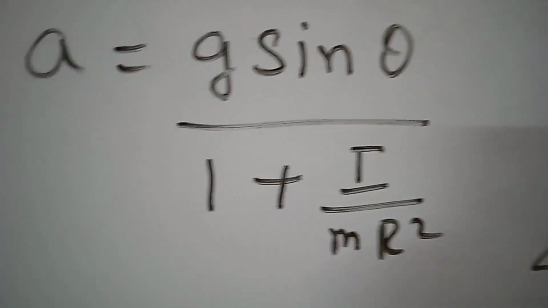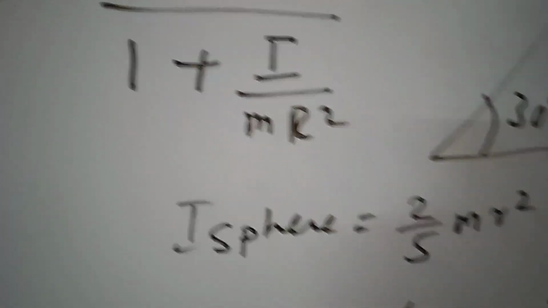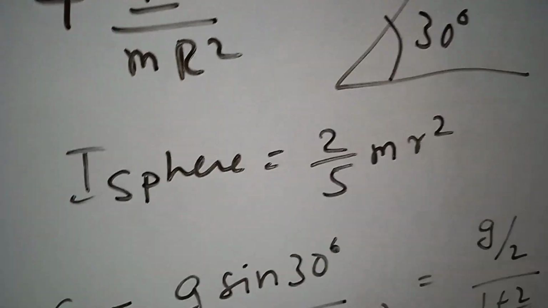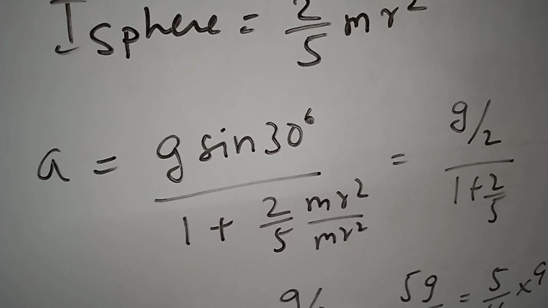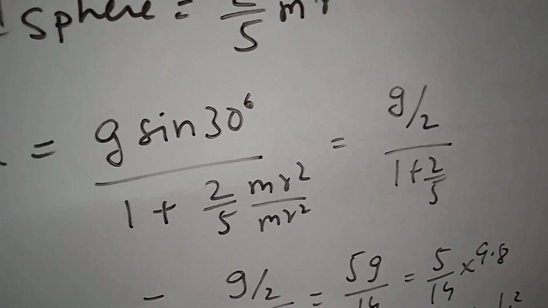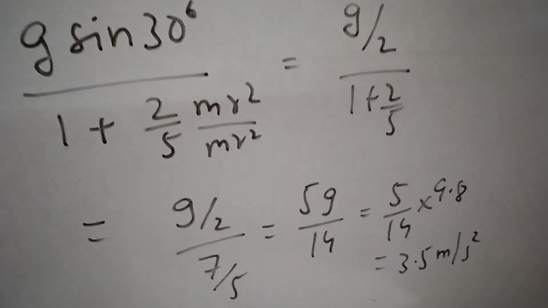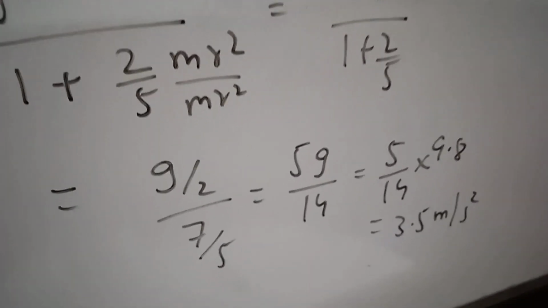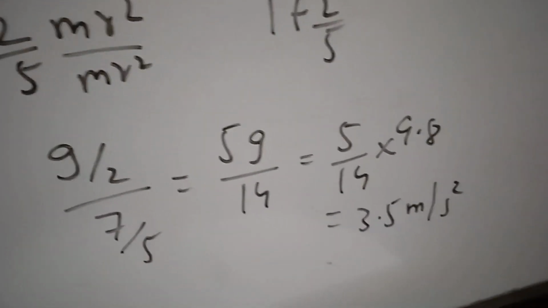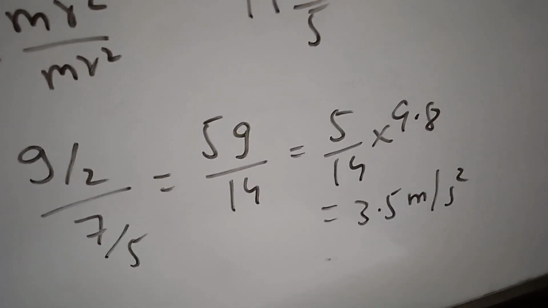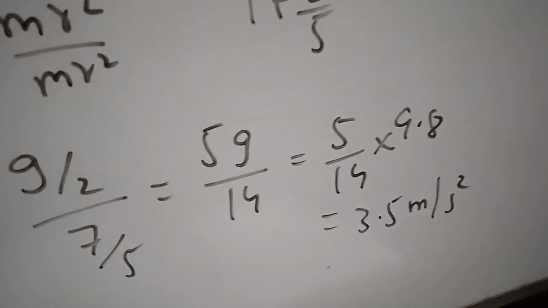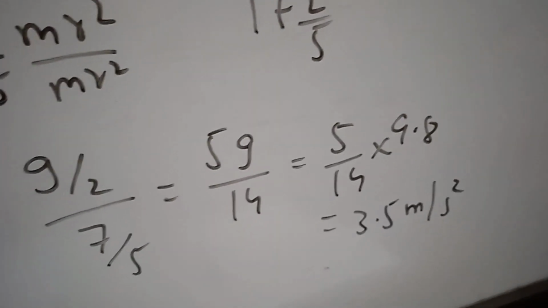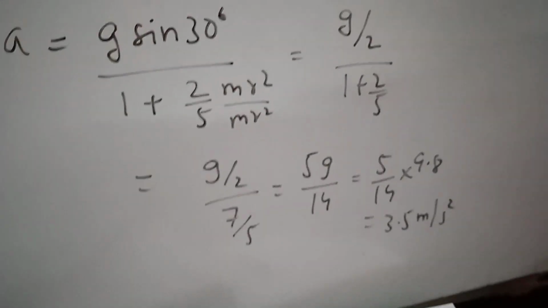Now let me show you what we have done. First of all, we have taken A equals g sine theta by 1 plus I by m r square. The moment of inertia of a sphere is 2/5 of m r square. So A equal to g into sine 30 by 1 plus 2/5. So g by 2 divided by 1 plus 2 by 5, equal to g by 2 divided by 7 by 5. So it is 5g by 14, that is equal to 5 by 14 into 9.8. It is 14.7 to 1.4. So 7 by 2 is 3.5 meter per second square. Thank you very much, students.